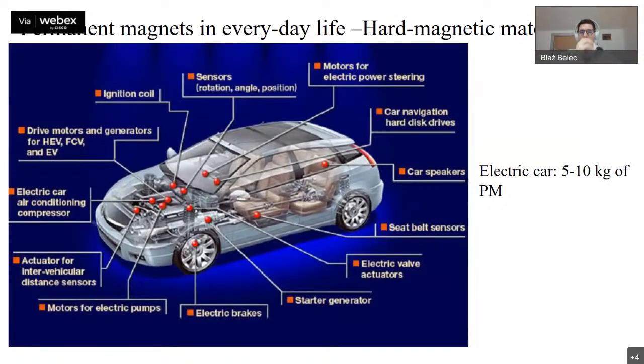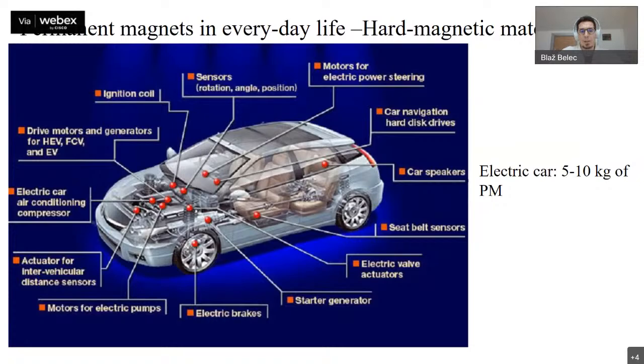As a representation, as I said, permanent magnets are all around us. For instance, in the car, especially now in the electric car, we have from 5 to 10 kilos of permanent magnets in just one car. If we subtract all the chassis, the tires and everything, this is quite a big number. We can find them in sensors, ignition coils, everywhere we have electricity, so electric motors, sensors, even electric brakes, starter generators, valves, seatbelt sensors, and so on.